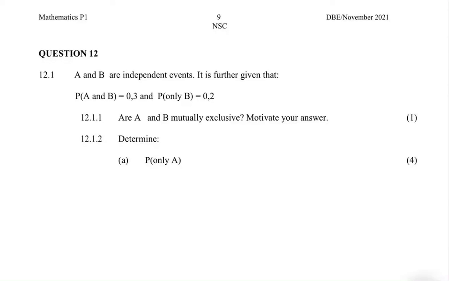A and B are independent events. It is further given that the probability of A and B is 0.3 and the probability of only B is 0.2. And then 12.1.1 says, are A and B mutually exclusive? Motivate your answer. Before we solve any problems, we need a Venn diagram, right? A Venn diagram just makes things extremely easy.